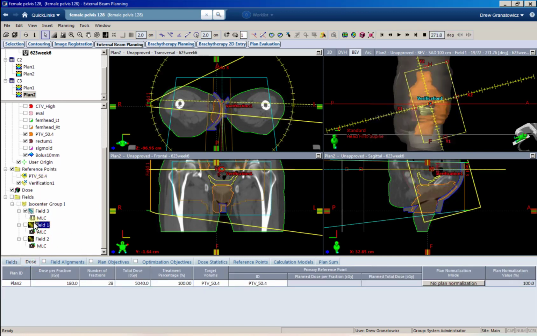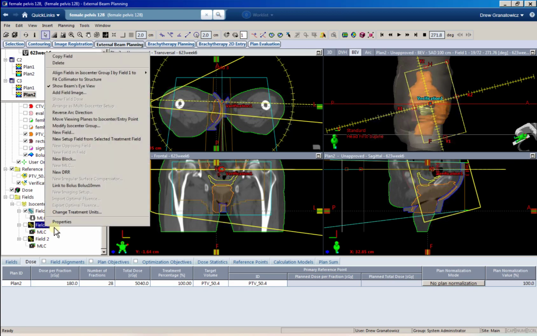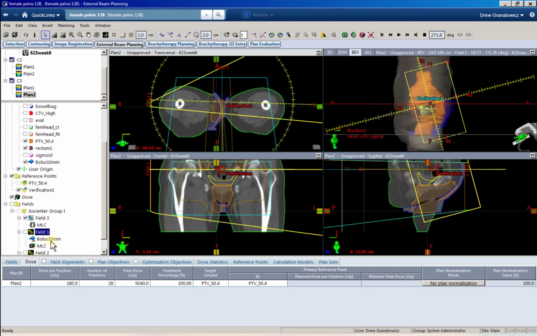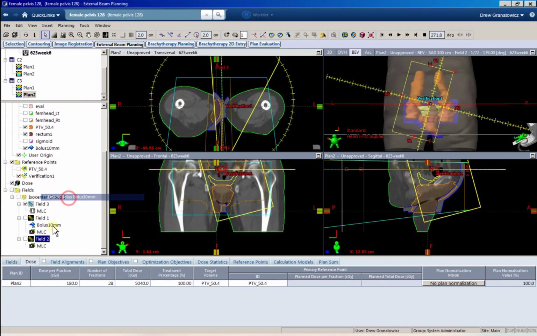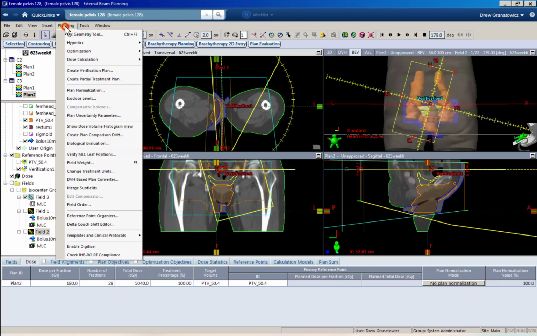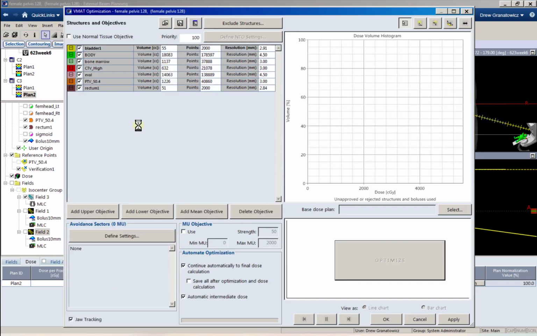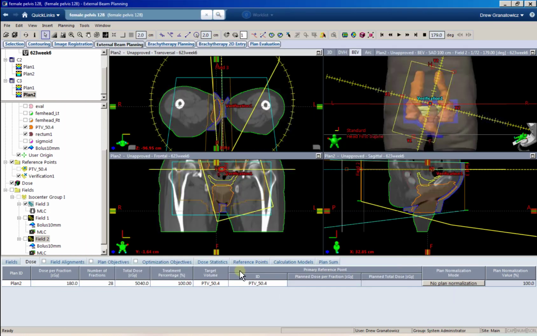Okay, so we have our bolus. You cannot just create your bolus, you have to also link your bolus to whatever fields you want to be affected by that bolus. So we want this bolus on both fields. So link to both and optimize.